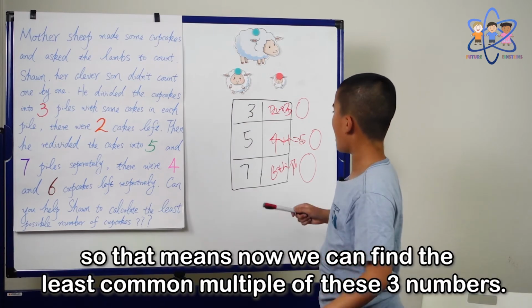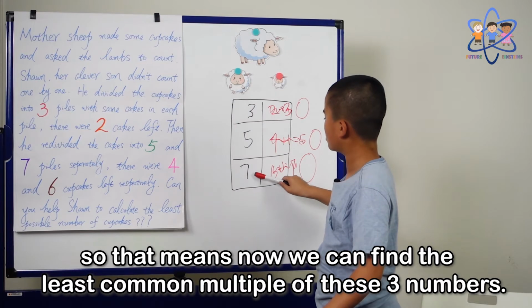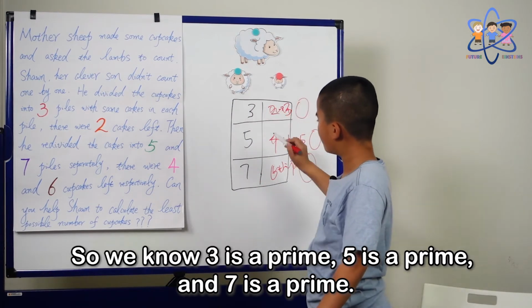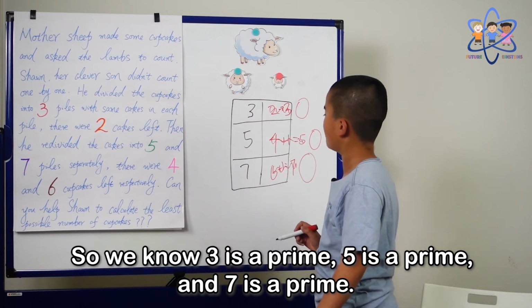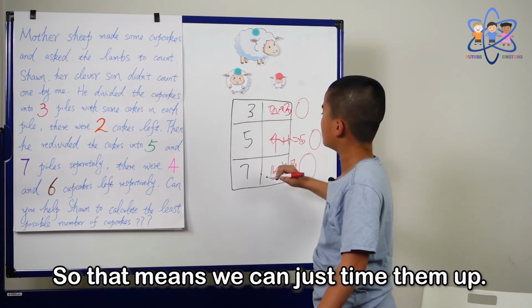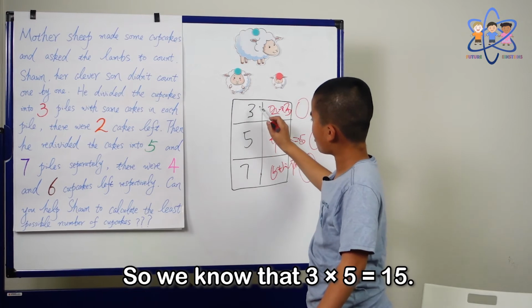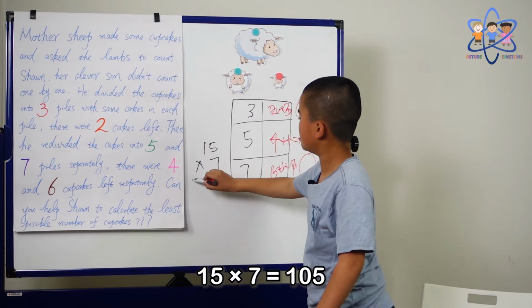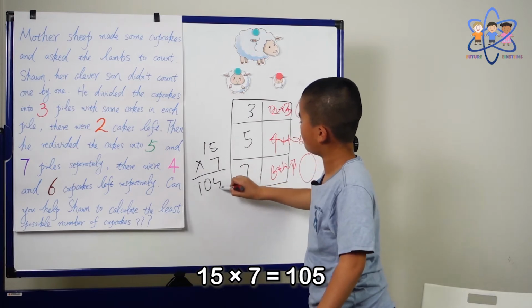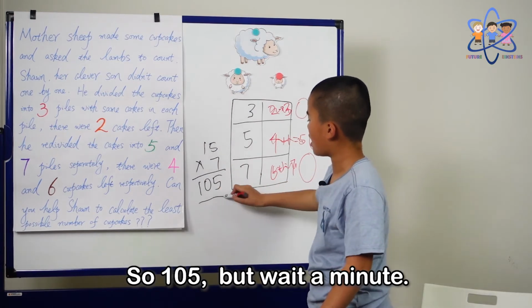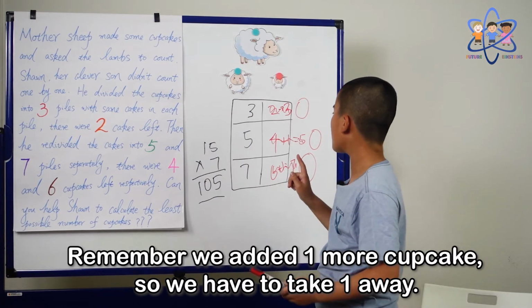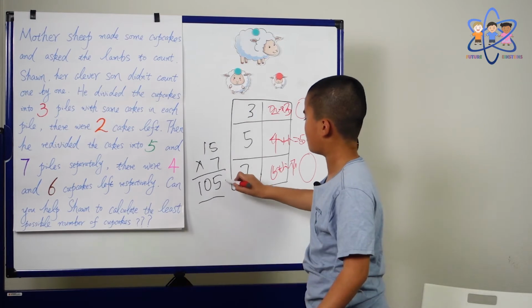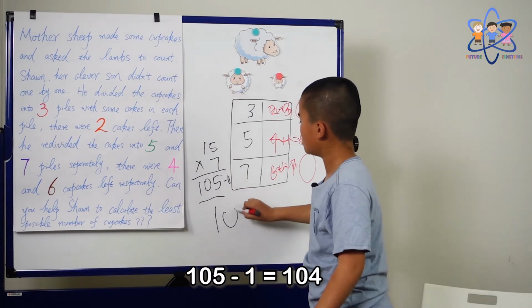So that means now we can find the least common multiple of these 3 numbers. So we know 3 is a prime, 5 is a prime, and 7 is a prime. So that means we can just multiply them. So we know that 3 times 5 is 15, times 7 is 105. So 105. But wait a minute. Remember, we added 1 more cupcake. So we have to take 1 away. Minus 1 is 104.